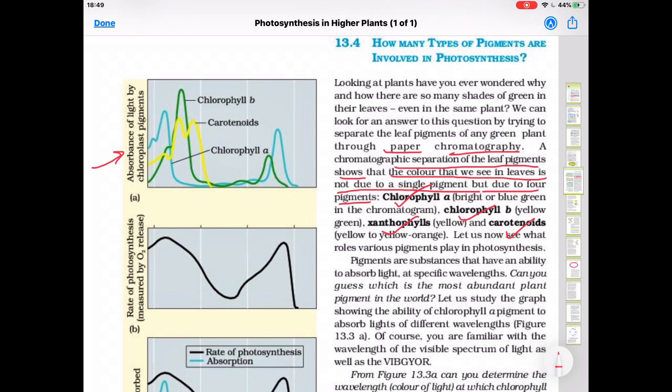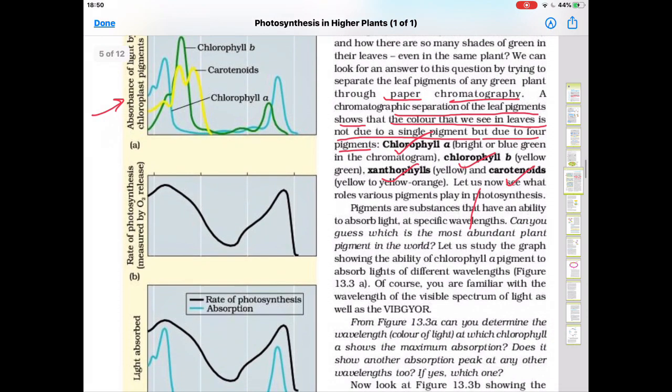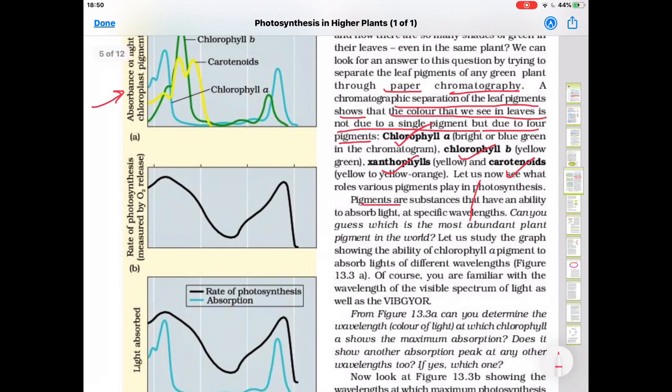So they have shown this with the different graphs. Chlorophyll A with bright blue, chlorophyll B with green or yellowish green, xanthophyll with yellow and carotenoids with yellow or yellow orange. Carotenoids mainly consist of carotene and xanthophyll pigment. That is present in the reddish color, gives reddish or yellow orange color. In carrot it is present. So pigments, what are pigments? Pigments are the substances that have an ability to absorb light at specific wavelengths.